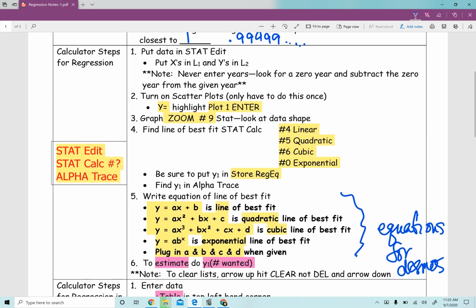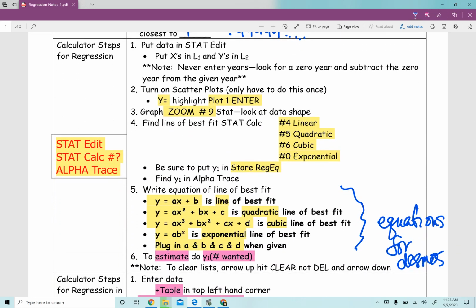So we're going to do some in our calculators, which is what we're going to do in class when y'all come back this week. So, calculator steps for regression. These are your steps. The basic steps are really just this: stat edit, stat calc, number, whatever number we're doing, alpha trace. And the number you're looking for is number 4, number 5, number 6, or number 0. So linear, quadratic, cubic, or exponential.